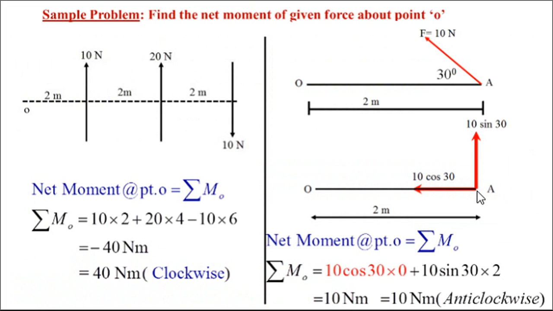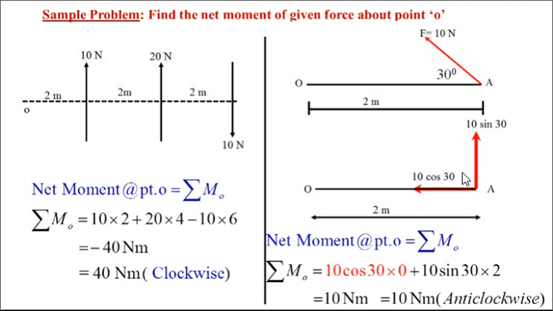The 10 cos of 30 is acting along line OA, meaning its line of action is also along line OA. For moment, what do we need? The perpendicular distance from point O. It is acting on the same line, meaning its perpendicular distance is 0. So it will cause a 0 moment about point O, for the force 10 cos of 30. So 10 cos of 30 into 0, moment about O.